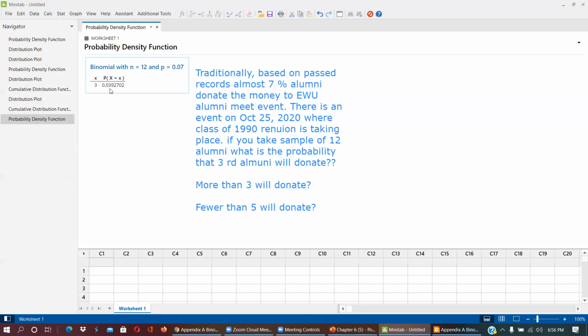What is the answer? I think this is also your answer. So we are correct, 3.9%, or you can say roughly 4% is the chance the third alumni will donate.